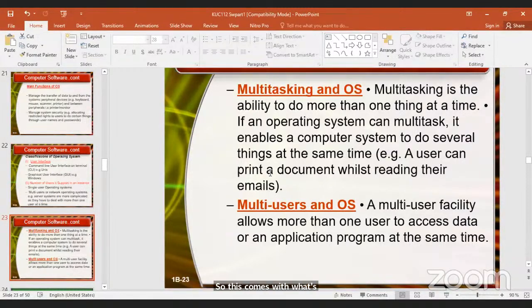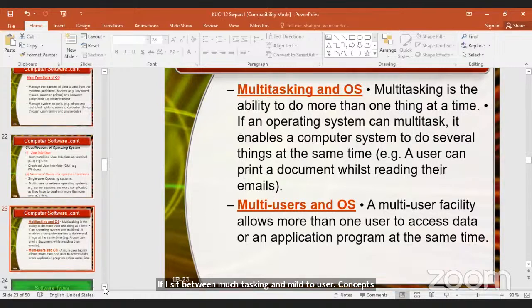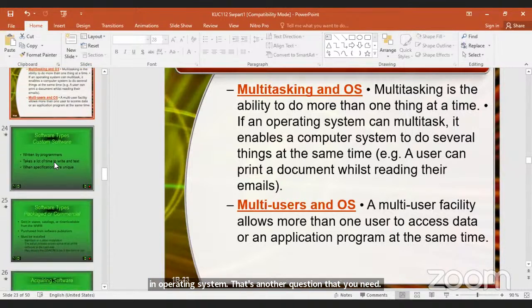Another concept is multi-user. As we mentioned, we have operating systems that support more than one user at a go. It allows more than one user to access data and application programs at the same time. Differentiate between multitasking and multi-user concepts in operating systems. That's another question that you need to have a look at.